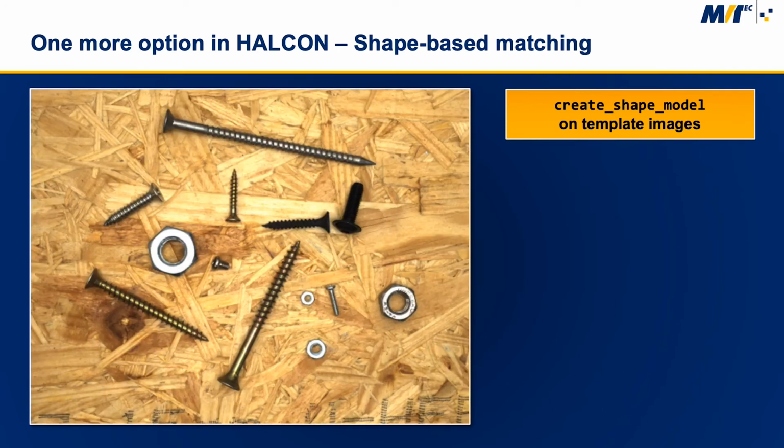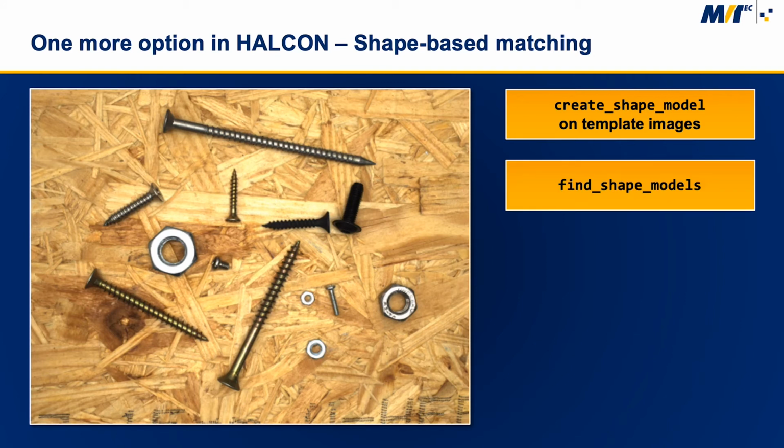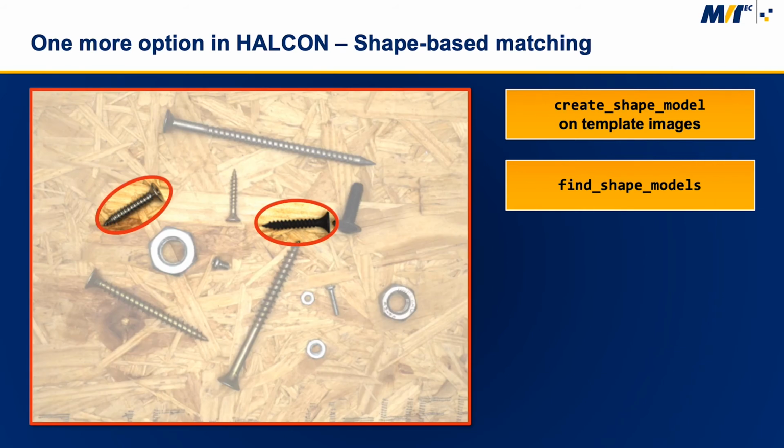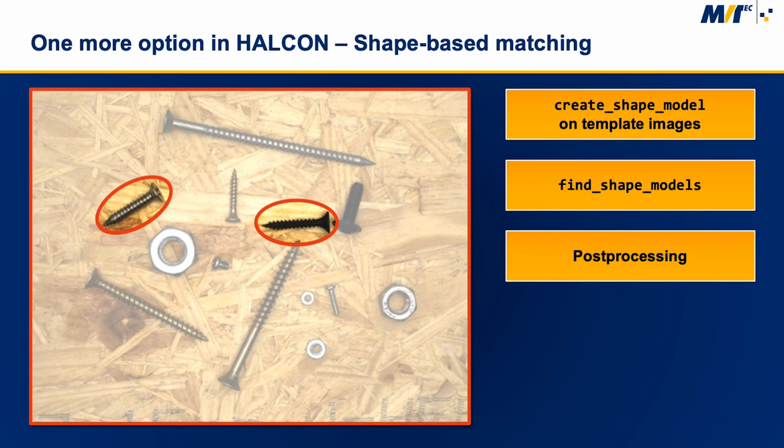For this, we just have to call find shape models. However, we have to keep in mind that the shape model, as the name already suggests, is looking at the shape, so the edges of the objects. In our dataset, we have two different kinds of screws that look really similar concerning the shape, and the difference is only their color. So here we need a little post-processing to look at the color at the center of the screw. If the color is dark, we choose the one type. If it's light, we choose the other one.